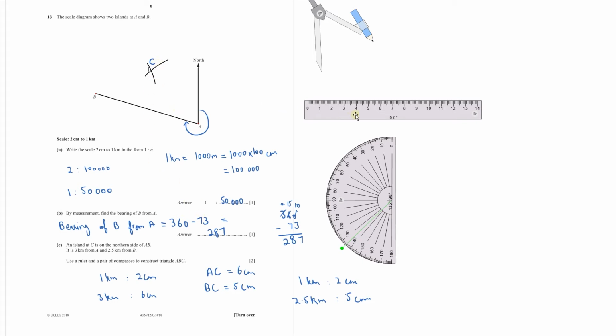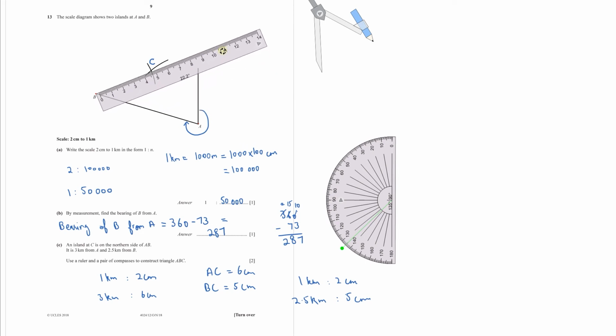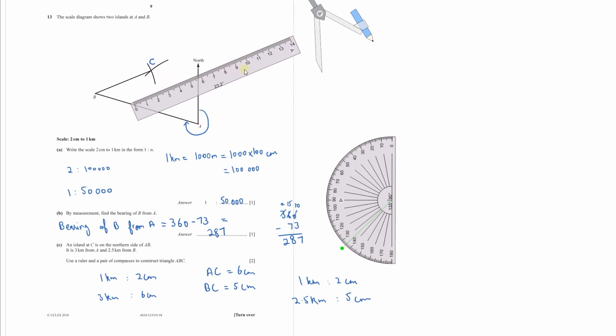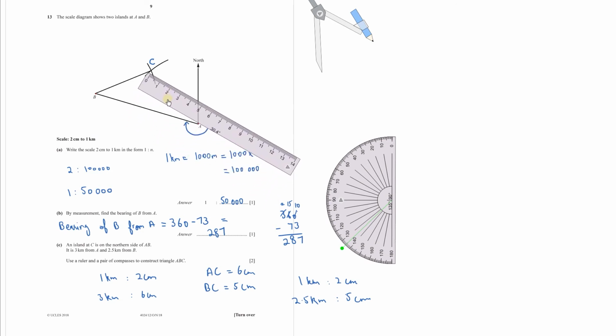So now you can draw the lines AC and BC to get your triangle ABC. So this will be your line BC. So this one is BC, and then your AC will be like this.